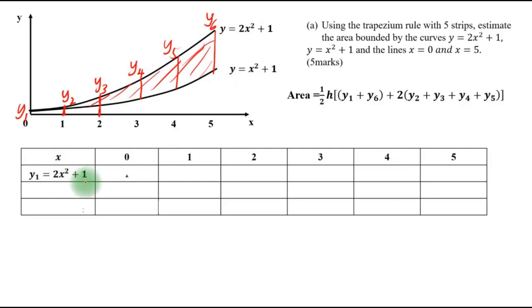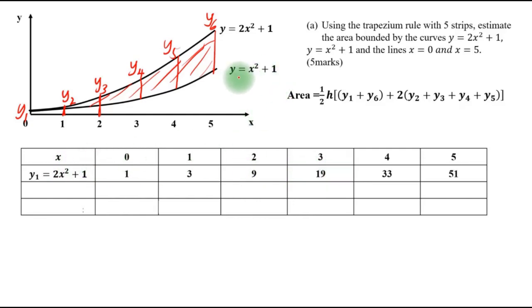So for this case, when x is 0, we substitute into this and we get 1. When x is 1, we get y1 is 3. When x is 2, substituting into this equation, we shall get y as 9. When x is 3, we get y as 19, and so on.